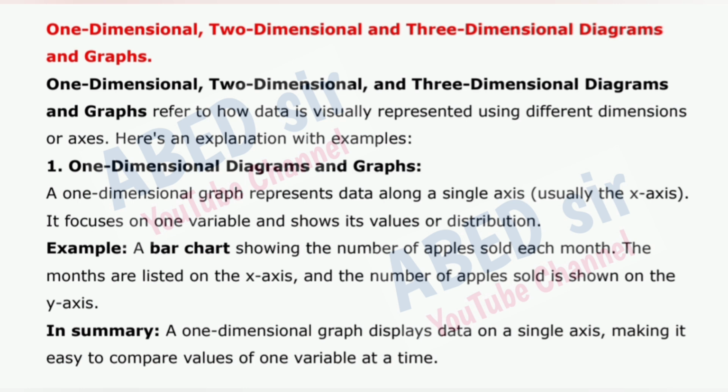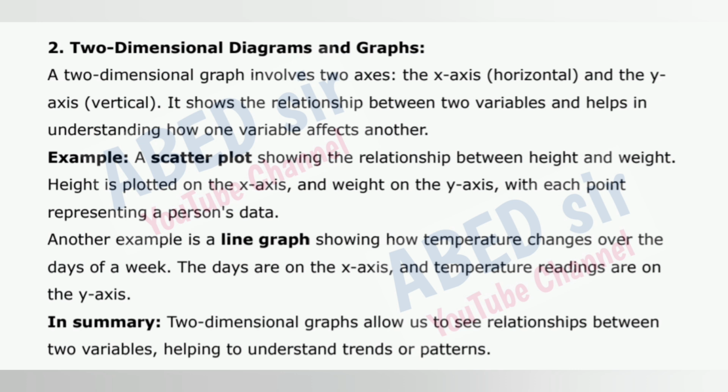2. Two-dimensional diagrams and graphs. A two-dimensional graph involves two axes, the x-axis, horizontal, and the y-axis, vertical. It shows the relationship between two variables and helps in understanding how one variable affects another. Example: a scatter plot showing the relationship between height and weight. Height is plotted on the x-axis and weight on the y-axis, with each point representing a person's data.